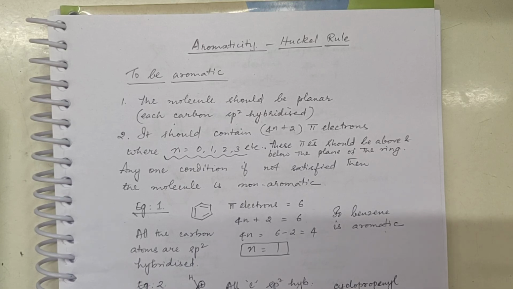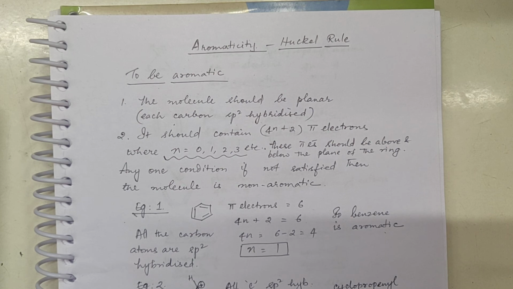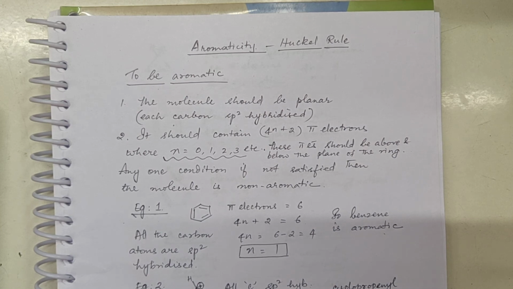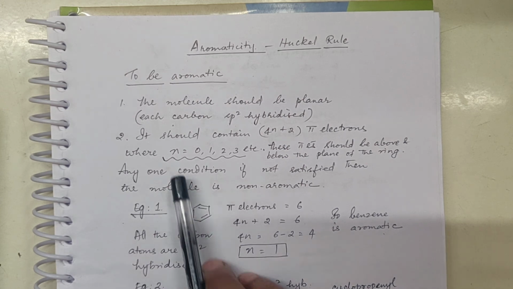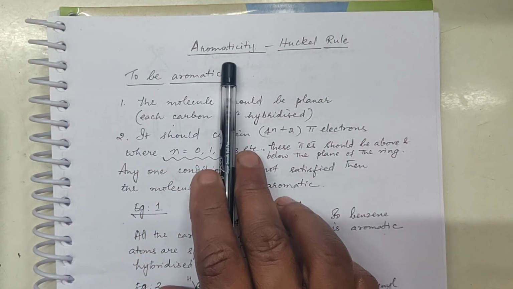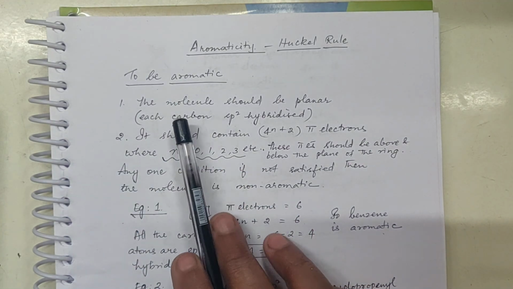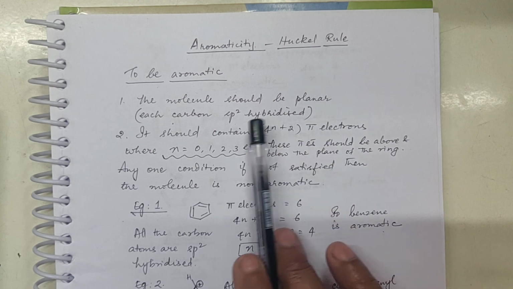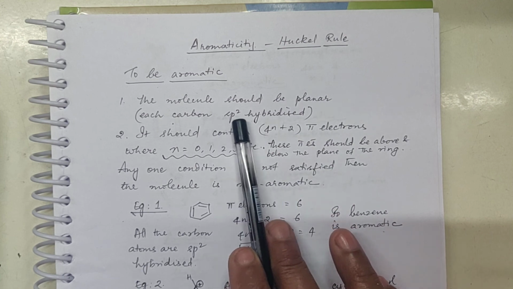Yes, good morning, children. Let us see today aromaticity and the corresponding Huckel's rule to decide the aromaticity, or to identify whether a particular compound is aromatic or not. Okay. Now, what are the necessary conditions to be aromatic? The molecule should be planar. Planar means what? The carbon should be sp2 hybridized.